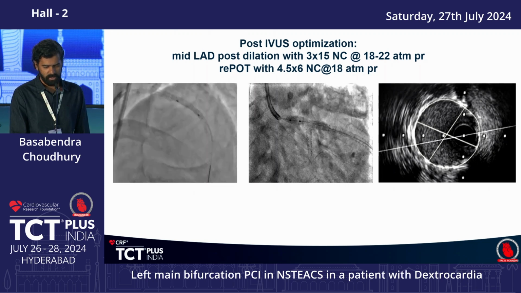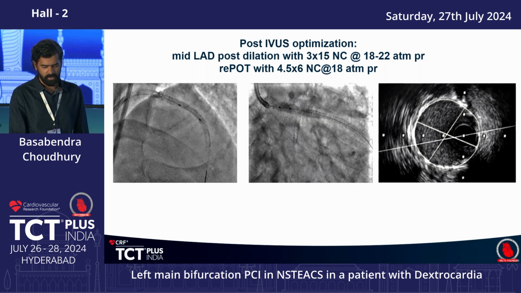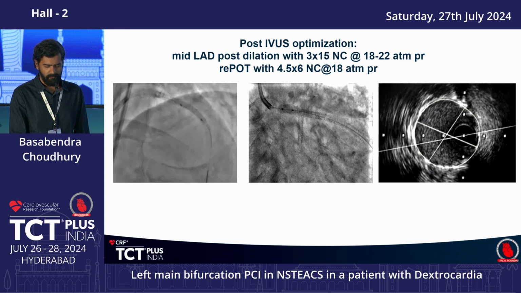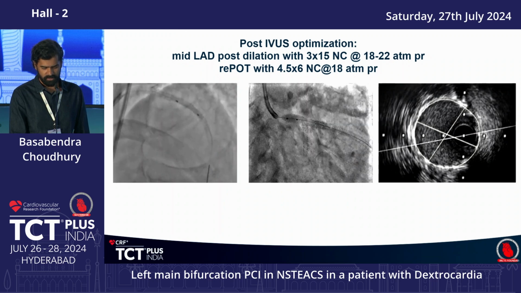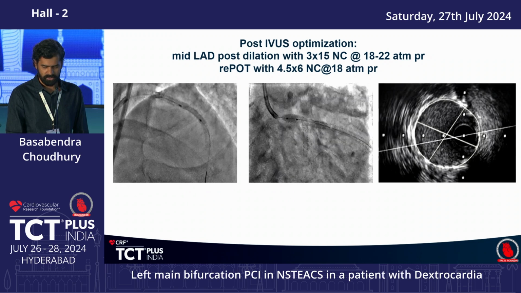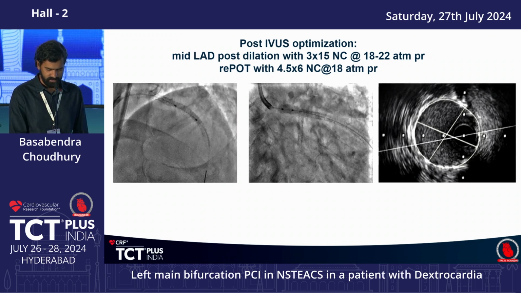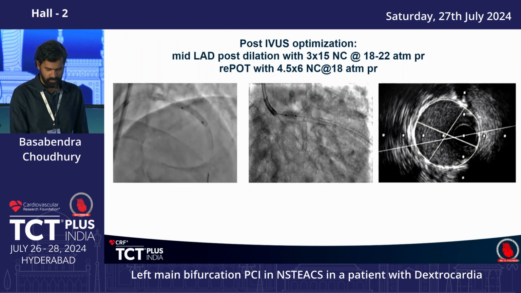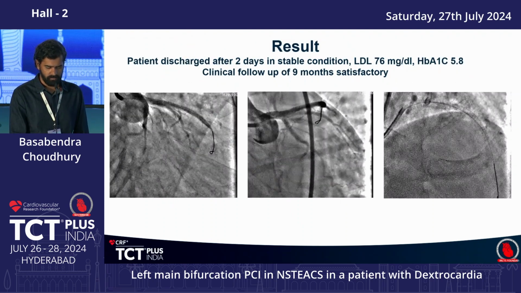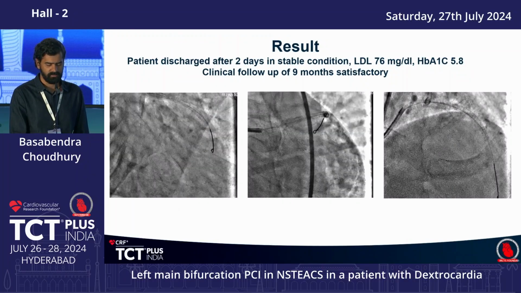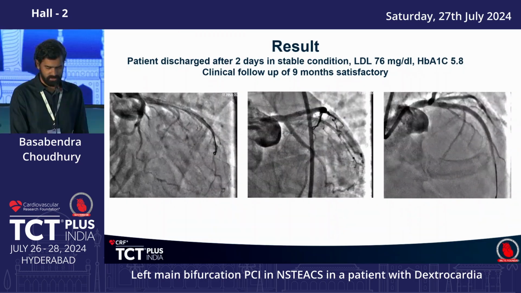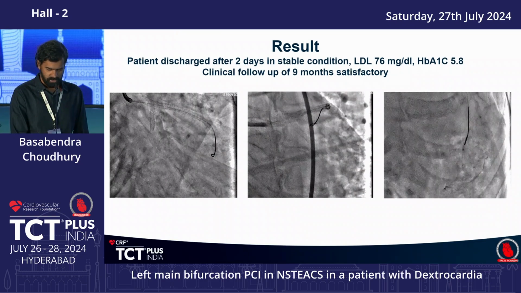So we took a 3 into 15 NC balloon and went at higher pressures from mid to proximal LAD, and did a POT of the LM with a 4.5 balloon instead of the 4 millimeter balloon. And this showed that the malapposition which was previously present had been taken care of. This was the final result. The patient improved, was in stable condition for the next 2 days, and could be discharged after 2 days. After 9 months of clinical follow-up, he is doing quite well.